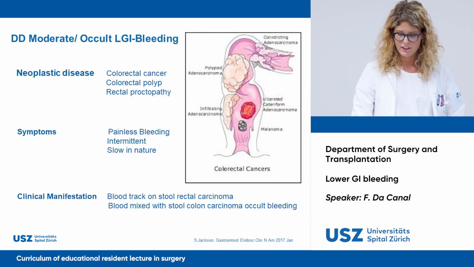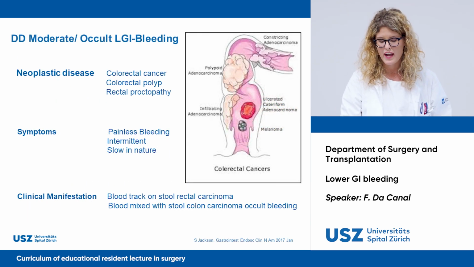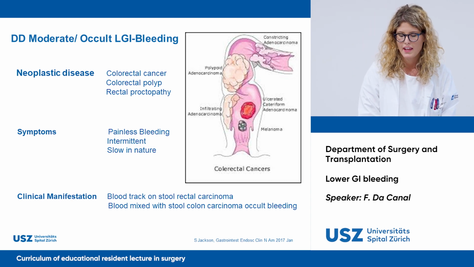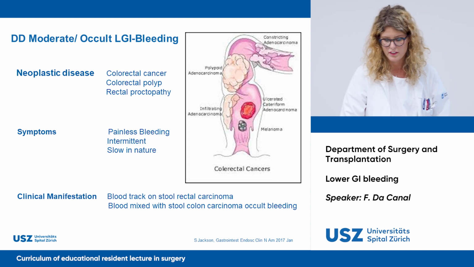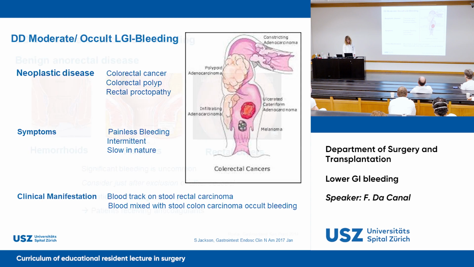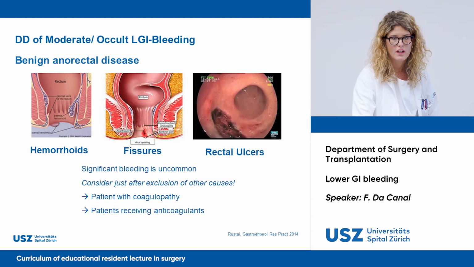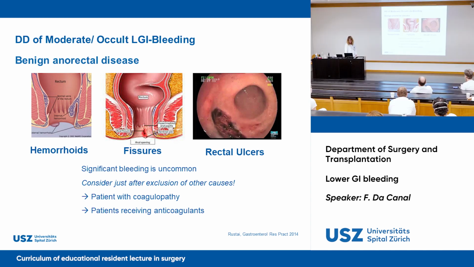Another different diagnosis for moderate or occult lower GI bleeding are, of course, the neoplastic diseases. They usually present with painless bleeding, which is usually intermittent and slow in nature. The benign anorectal diseases are a very common reason as well. They are, for example, hemorrhoids, anal fissure, and anal ulcers.